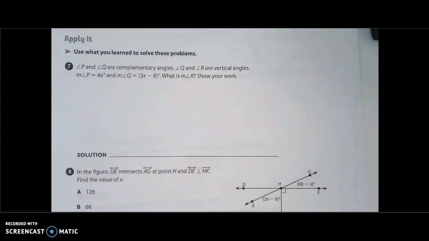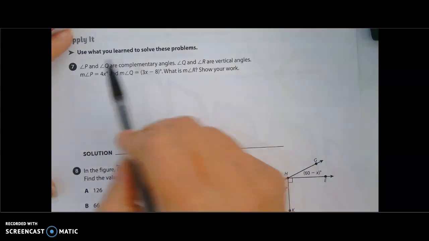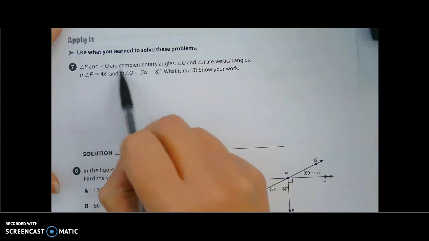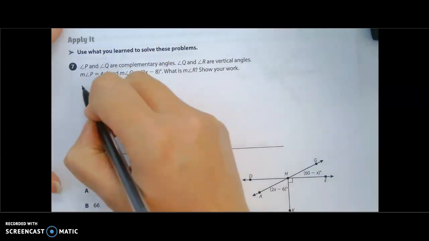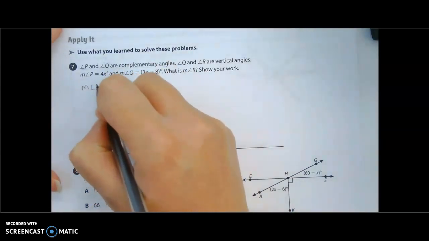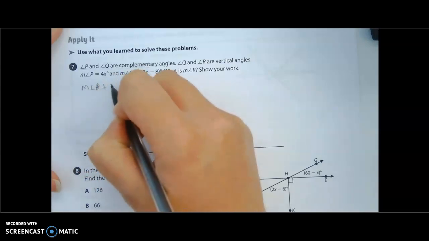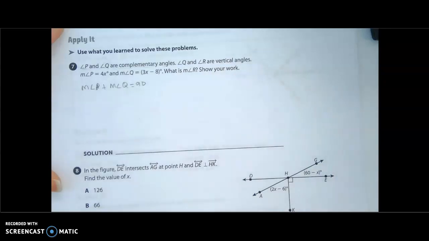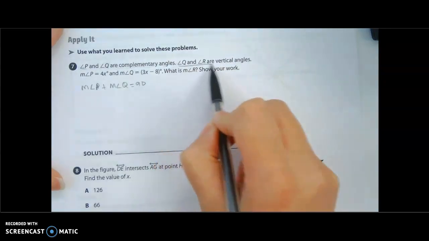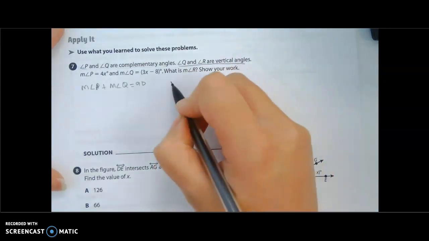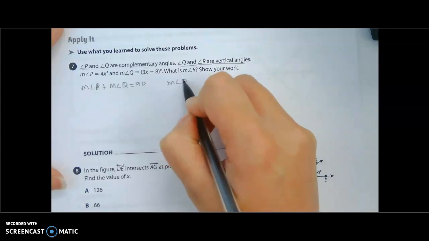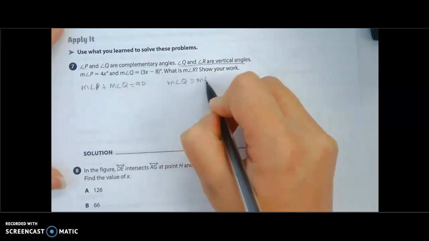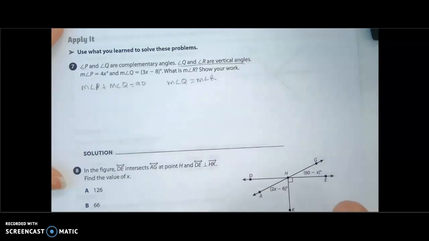All right, coming back for the examples. When we look at problem 7, the first example, it's telling us P and Q are complementary angles. So that I know means that the measure of angle P plus the measure of angle Q equals 90 degrees. And then it tells me Q and R are vertical angles, which tells me that the measure of angle Q equals the measure of angle R, because vertical angles are equal.